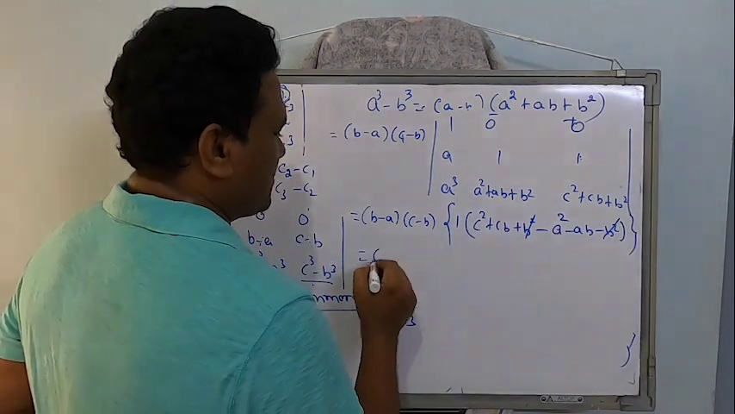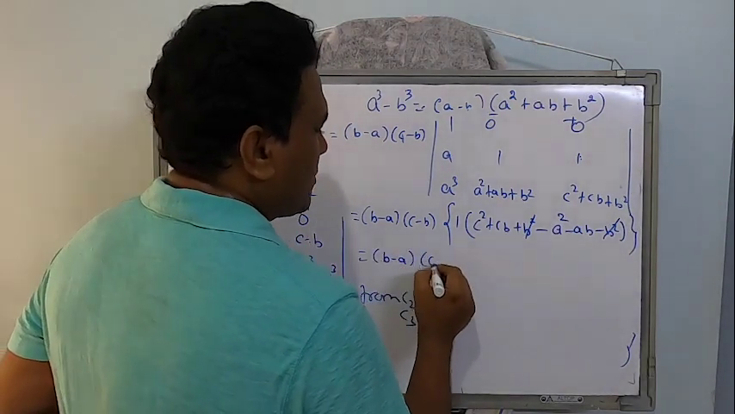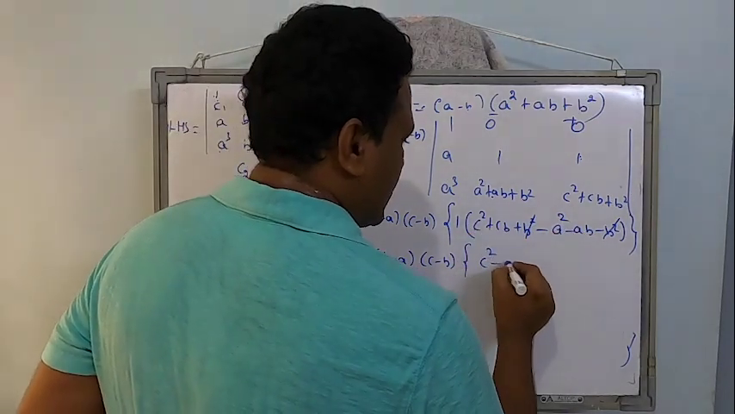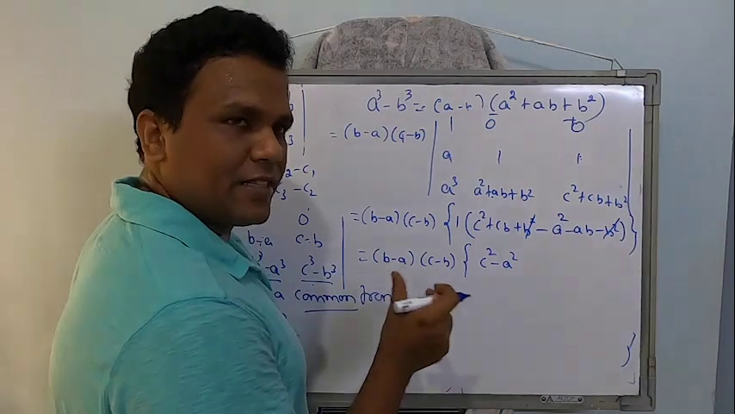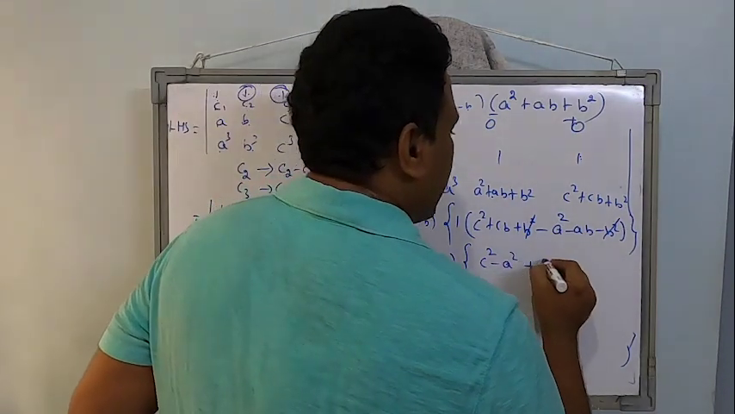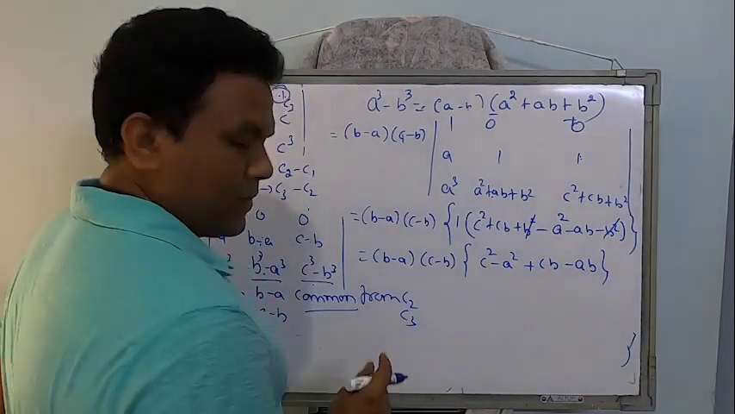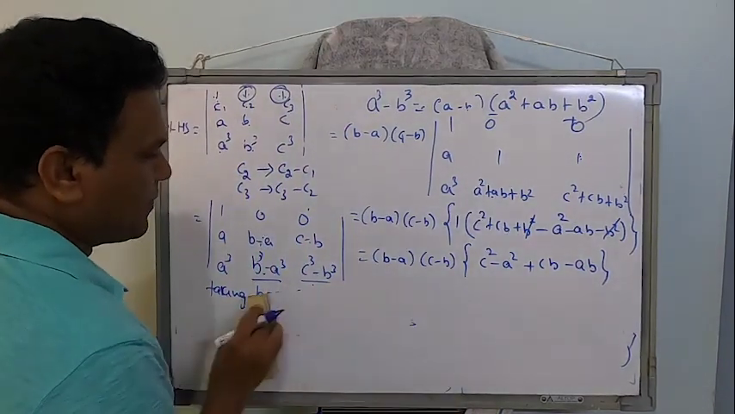Now let us go for the remaining. B minus A multiplied by C minus B. Now let me group these 2 square terms, C square minus A square. I will arrange this. Okay, fine. The remaining element, CB minus AB. Fine. Okay. So let us simplify it further now.